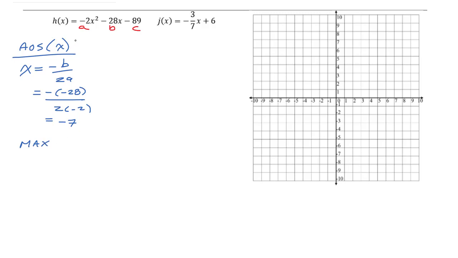Why do we have a maximum? Because a is negative, so this is going to open down. And that means that gives us our y-coordinate. So here we go. Let's substitute in to find y, or in this case, we're using h of x.